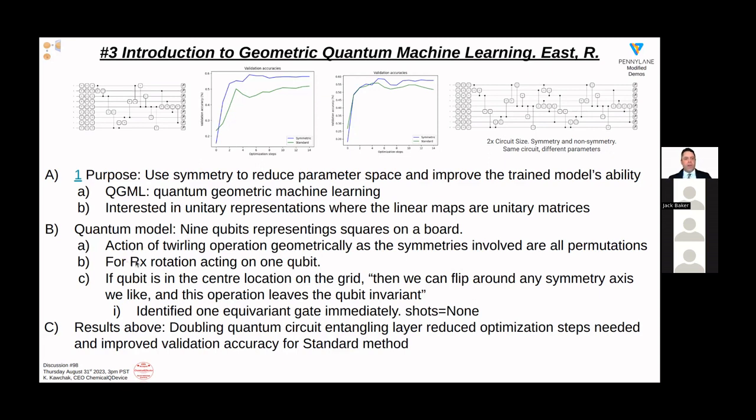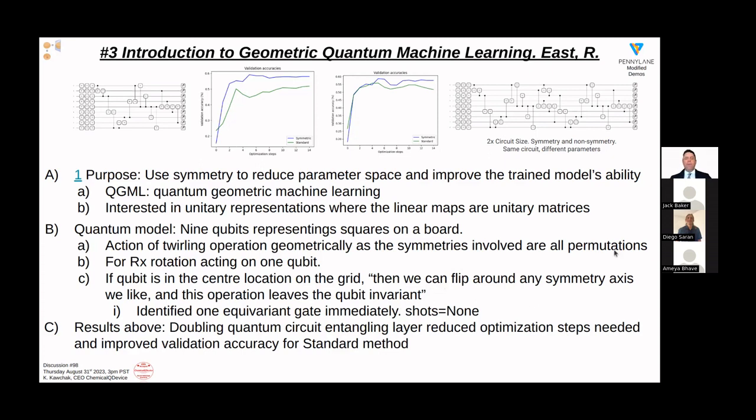Specifically, an RX rotation acting on 1 qubit. There are a bunch of examples, but if a qubit is in the centered location of a grid, then it can flip around any symmetry axis you like, and the operation leaves the qubit invariant. So this is one case.